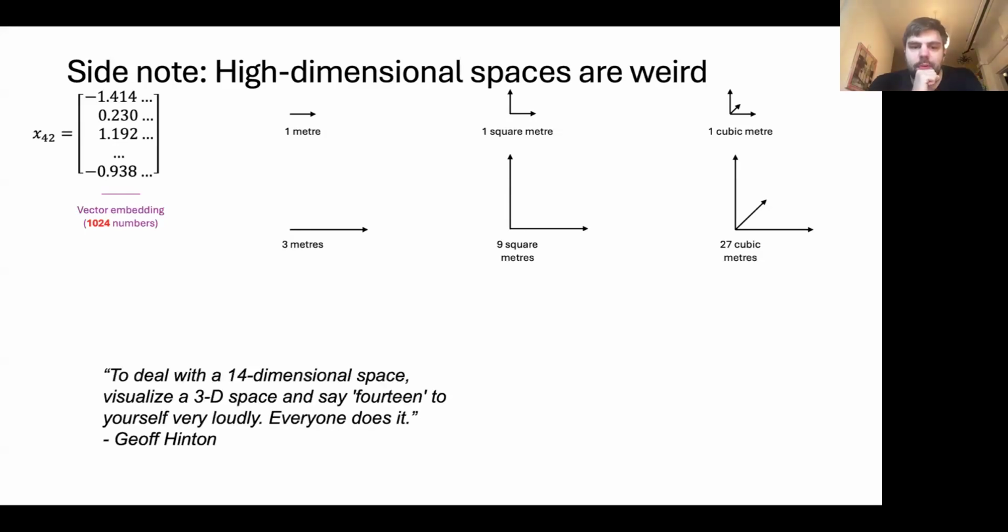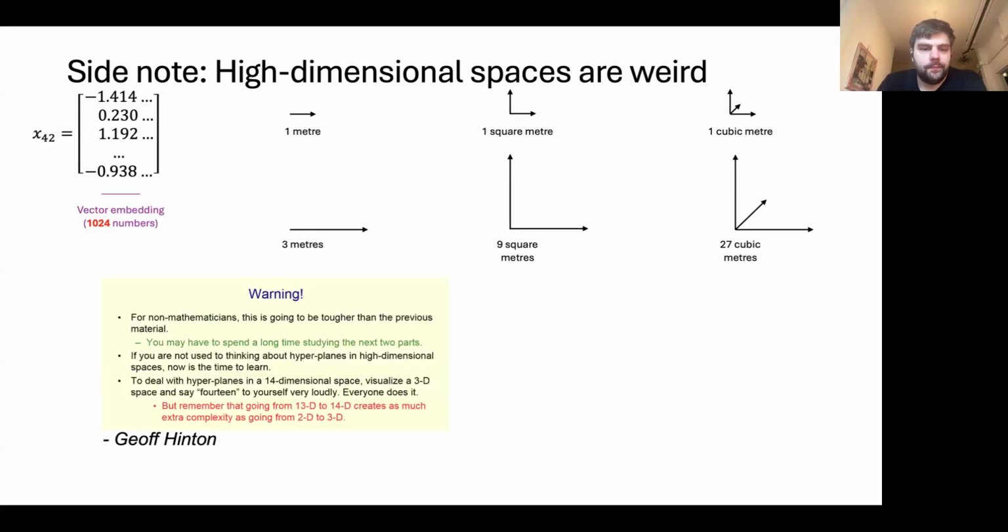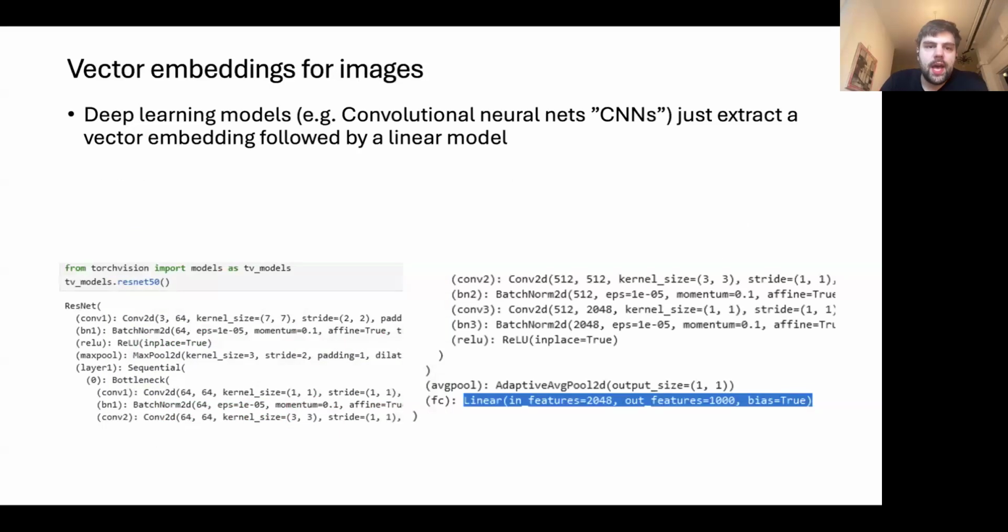And there's also this famous quote about how to think about a 14-dimensional space: you just visualize a 3-dimensional space and convince yourself that you're really thinking in 14 dimensions. But the important thing is that 1,024 dimensions is not just 1,000 times larger than 1 dimension. It's like a billion times larger in terms of how much information you can fit and how many degrees of freedom you have. And I think this is basically the same. Here we also have the quote that going from 13 dimensions to 14 dimensions creates as much complexity as going from 2D to 3D. So you can think about it: you do that 1,000 times, you have quite a lot of complexity.